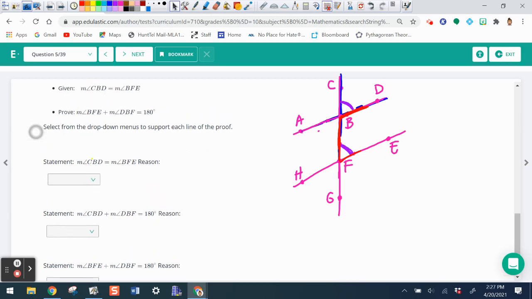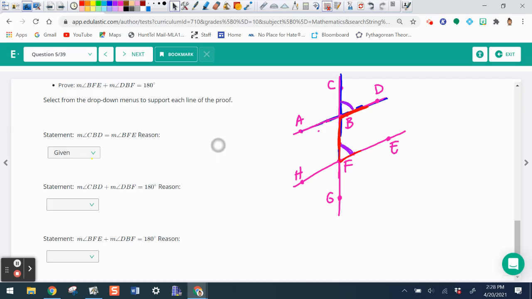So the first statement they tell us is the measure of angle CBD is equal to the measure of angle BFE. Well, where did we get that? How did I even decide that these two angles were congruent? Well, some of you might be saying, well, it's because they're corresponding angles. But we don't even need to make that claim, and they didn't even tell us that the two lines were parallel. They told us from the beginning that the measure of angle CBD is equal to the measure of angle BFE. So that reason is given. So don't overcomplicate these proofs for those that are working on them.